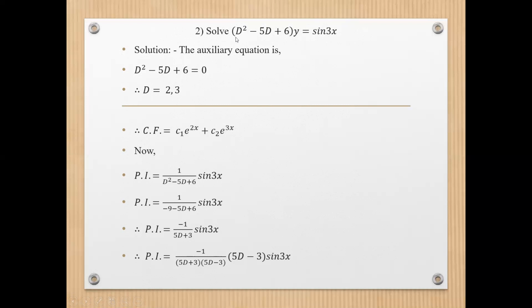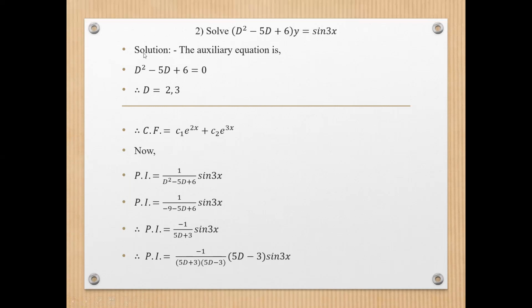Okay, so we use type number 2 in order to find a particular integral, because this is a linear differential equation. Its solution is given by complementary function plus particular integral. Okay, so let us first find the complementary function. The auxiliary equation is f of D equal to 0. What is f of D? D square minus 5D plus 6 equal to 0.